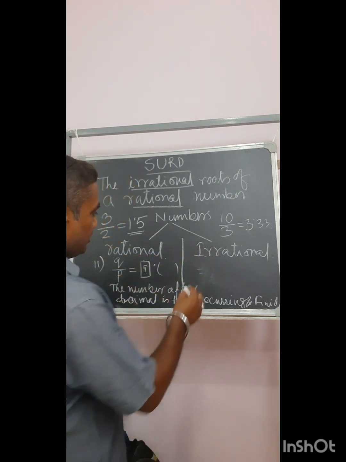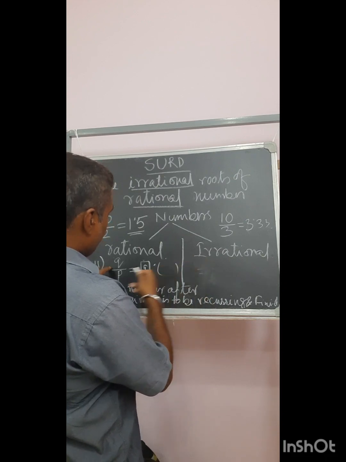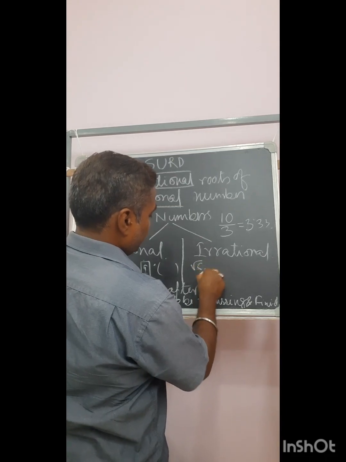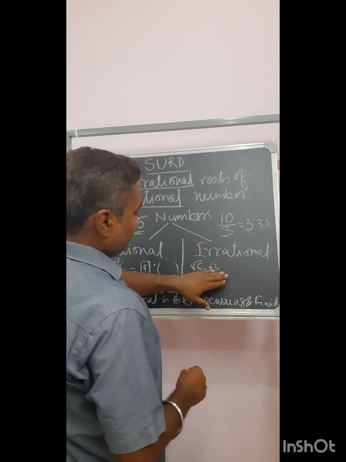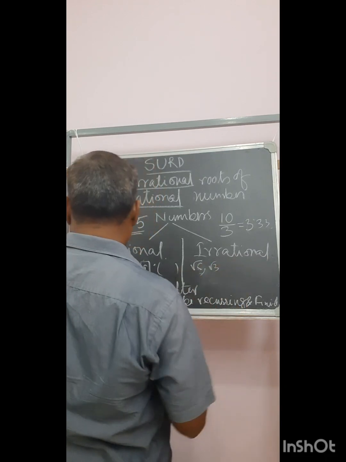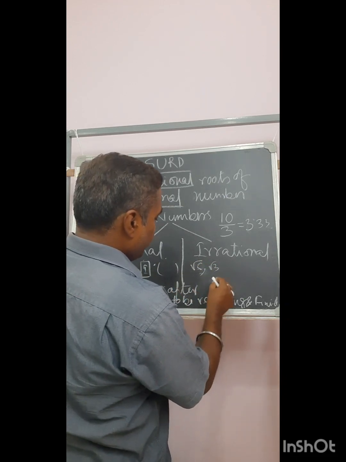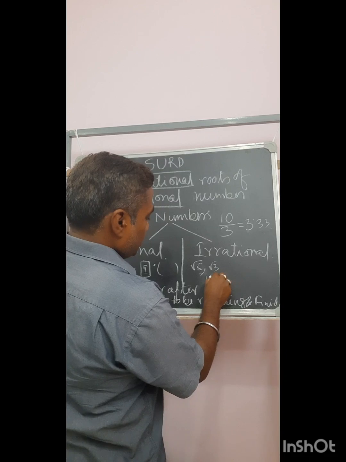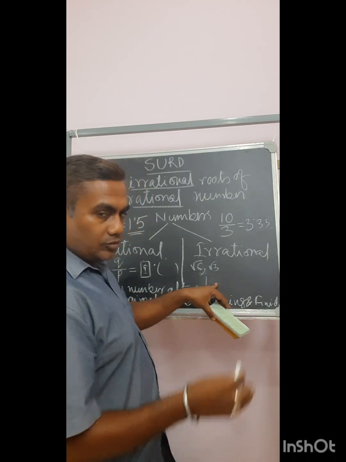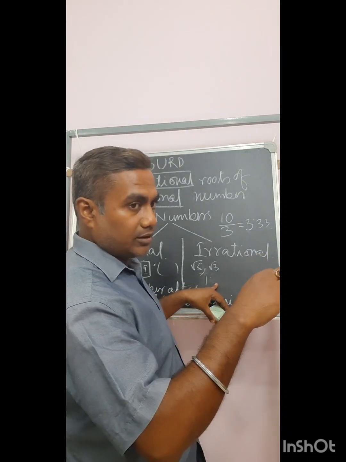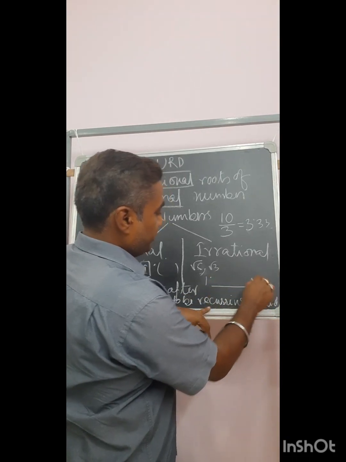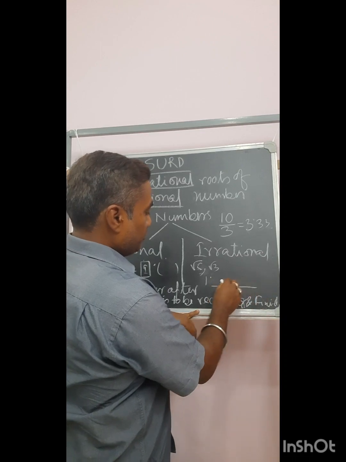Whereas if I take a number that I cannot represent in the form of p by q, that means a ratio of two integers, such as root 5, root 3, like that, and if I try to find the square root of this, I will not find a decimal number where the digits after the decimal are recurring. That means after the decimal I will not get any recurring number, because the number will not be repeated.